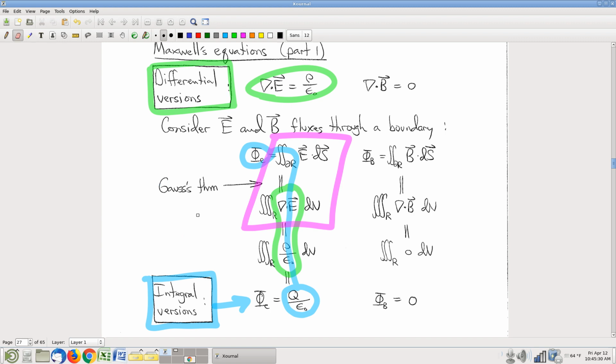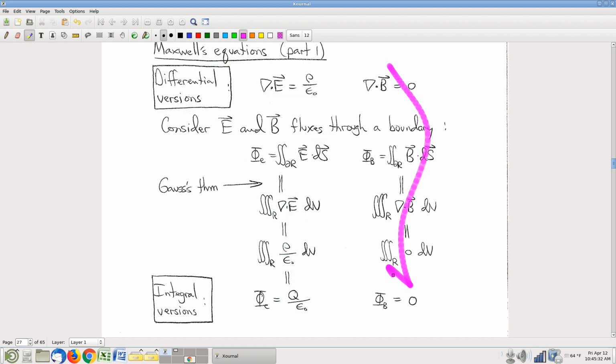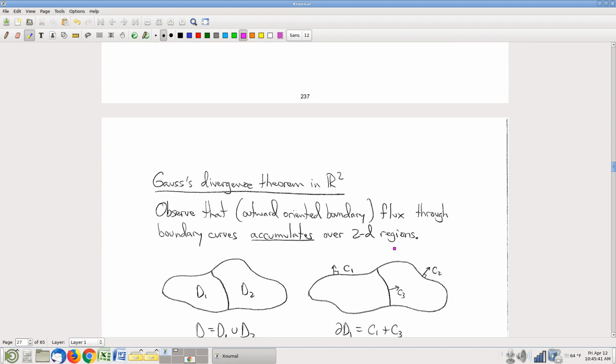Okay. All right. Same story with magnetic fields. I'll let y'all think through this argument. It's very, very parallel, and for y'all to think about on your own.